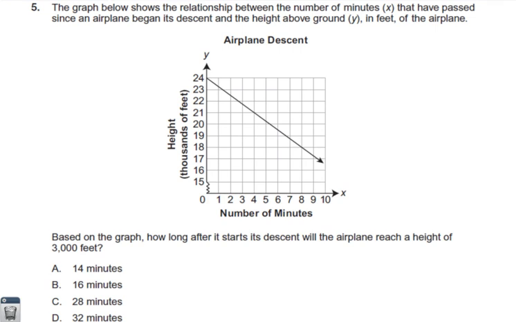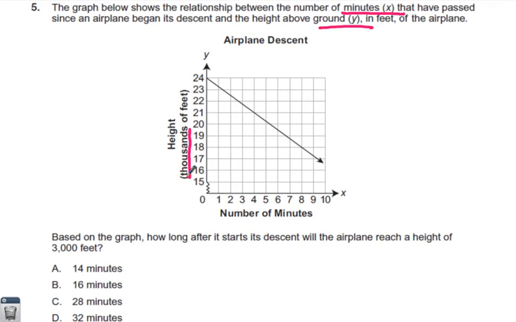Question 5. Oh boy. Having already read the question, hopefully we're talking about X being a number of minutes and Y being a height in feet, well, thousands of feet. They give us a graph that describes the relationship between the number of minutes that have passed compared with the height of the airplane.